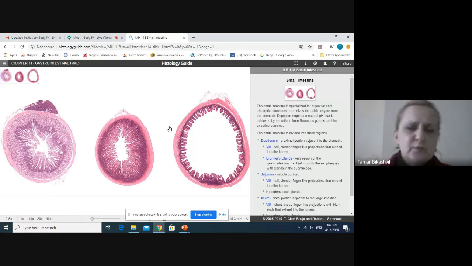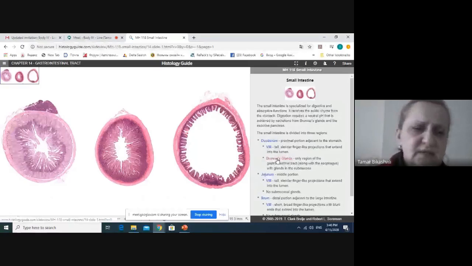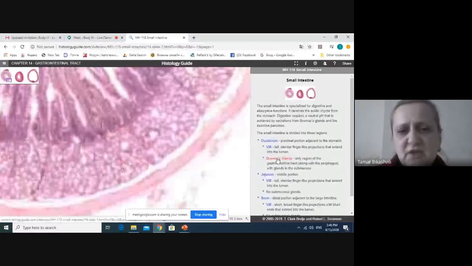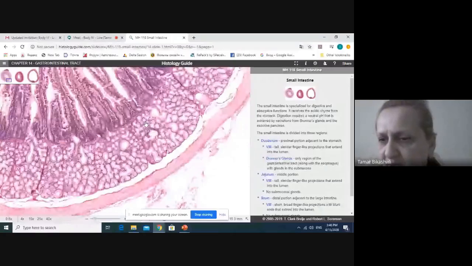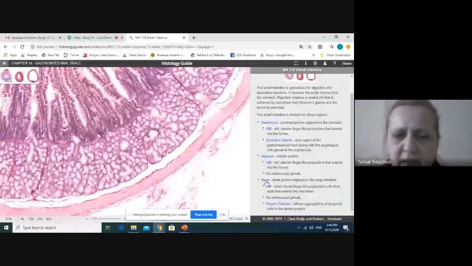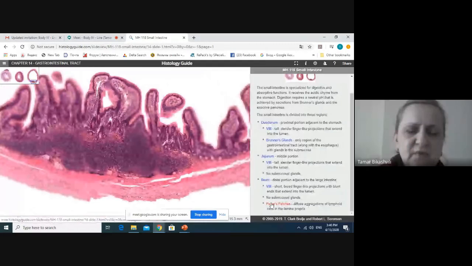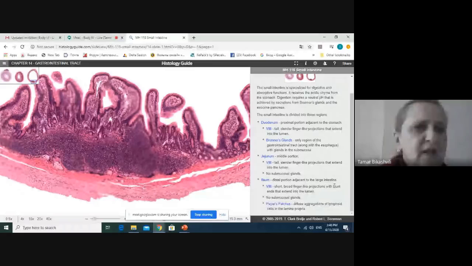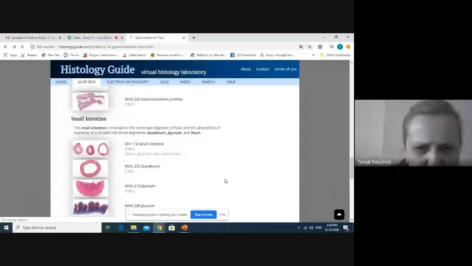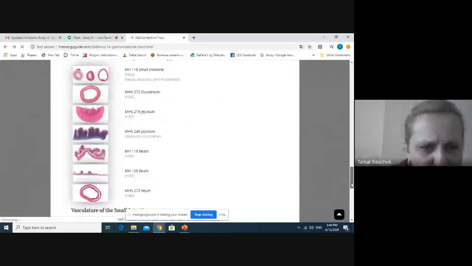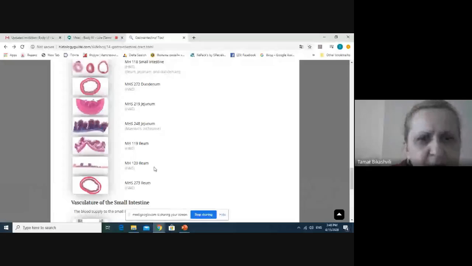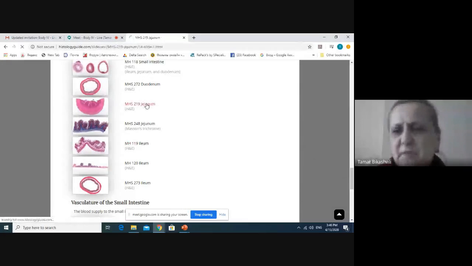Then the Brunner's glands, which means this is the duodenum, with submucosal glands. Then I'll show the ileum, Peyer's patches, which are lymphatic tissue. Then I also want to show you the cells, here the Paneth cells.